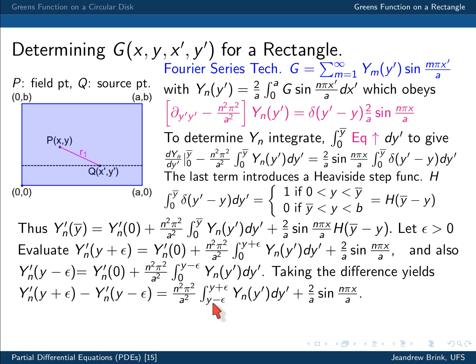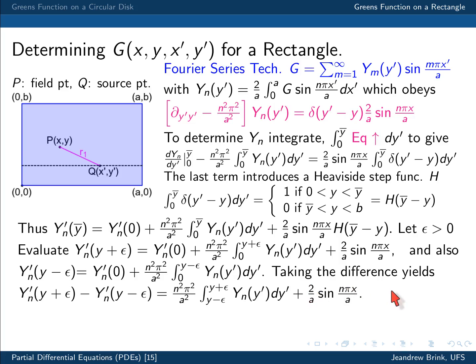Okay. And also note that here I've taken this domain of integration where I have the y prime n of y plus epsilon term entering here. Okay, it is the integral from 0 to y plus epsilon, and I've subtracted the integral from y minus epsilon, so I can just rewrite it there. So it becomes an integral over a very limited domain centered around the field point y value. Okay, and then you have the sine 2 over a sine n by x term coming in over there.